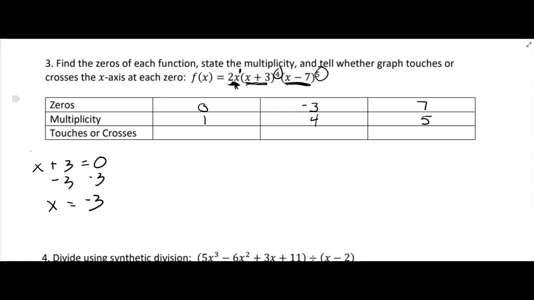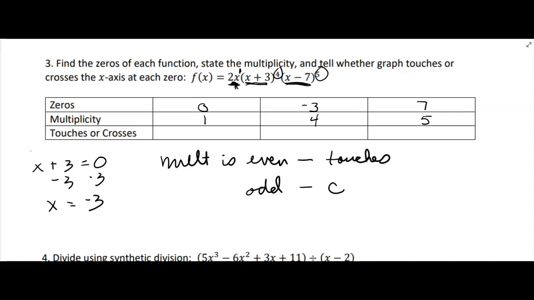So the chart just keeps you from having to write a bunch of words out, and it keeps it all organized so I can read your answer. Okay, does it touch or cross? If the multiplicity is even, then it touches or bounces. If you want to put bounce, then I'll know you watched the video. If the multiplicity is an odd number, then it crosses. And that's all we're doing, touches or crosses.